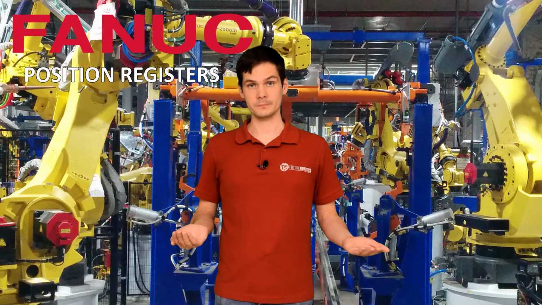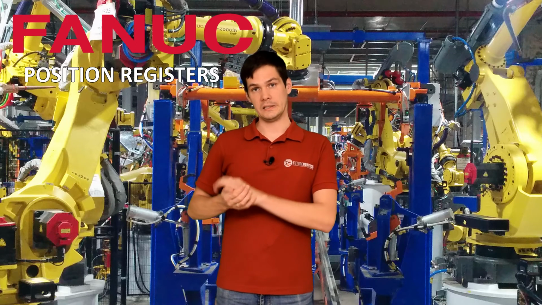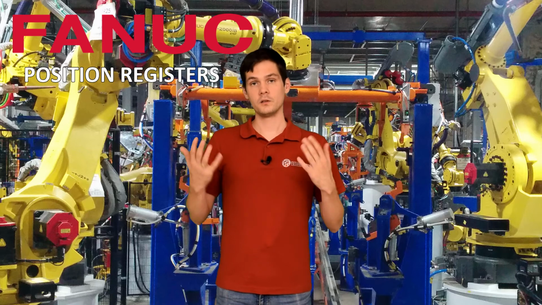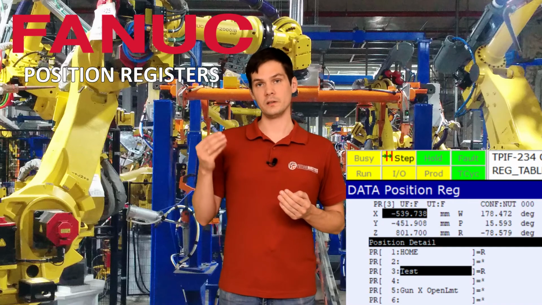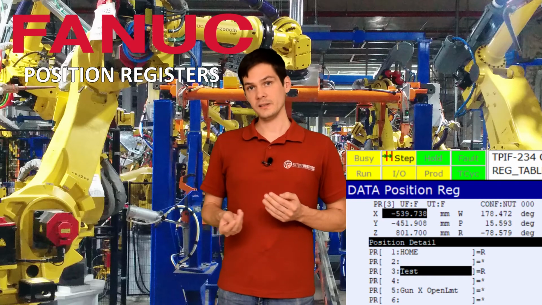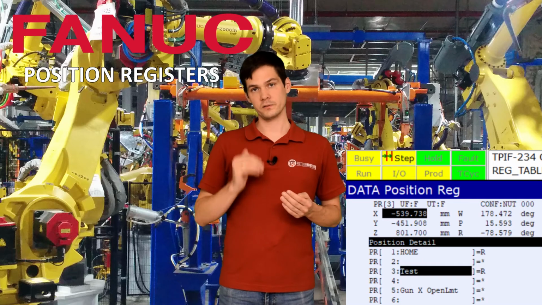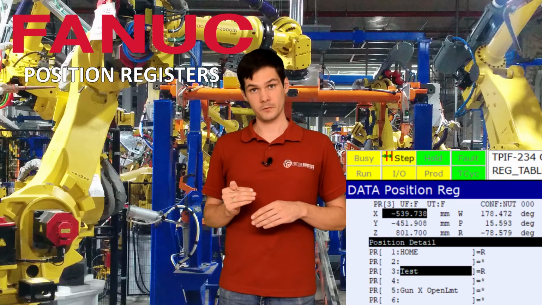That's an example. So how is the data stored in the position register? When you go to the position register menu and look at the register, we see that there are 6 values: X, Y, Z, and then the rotation, W, P, R.